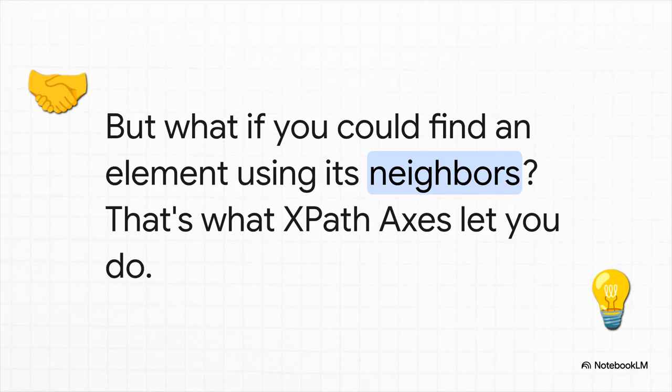But this is where things get really interesting. What if you could tell your script, hey, go find that input field that's right next to the username label, or click the button that's inside that specific form? Well, that is exactly what XPath axes let you do.